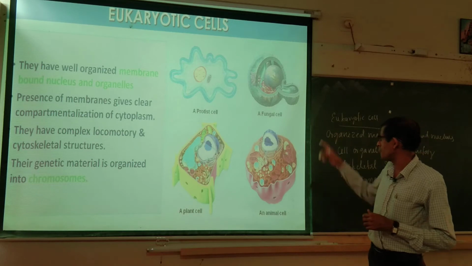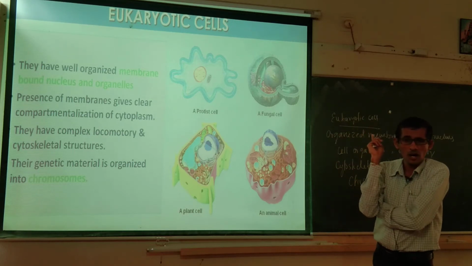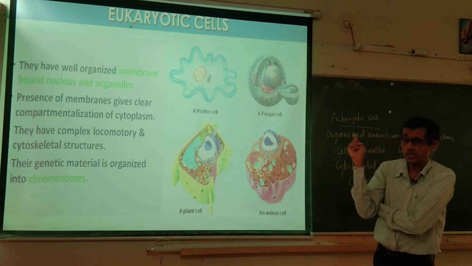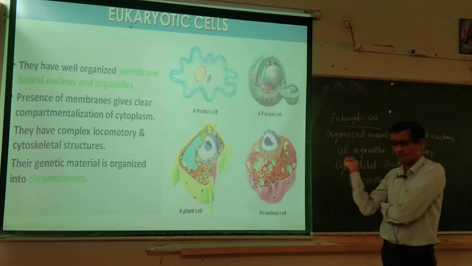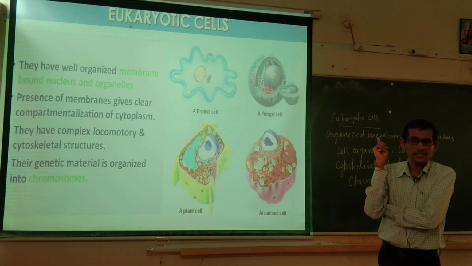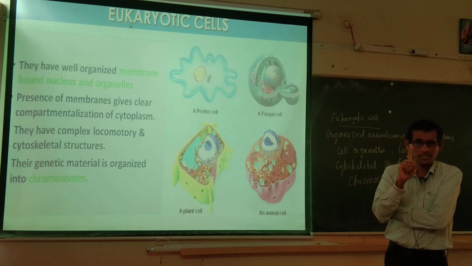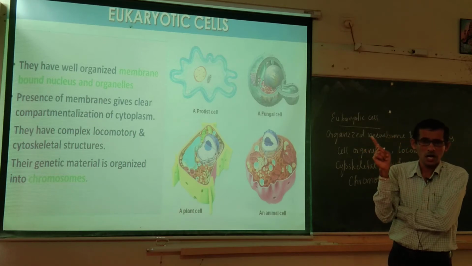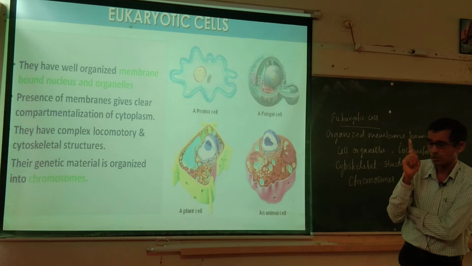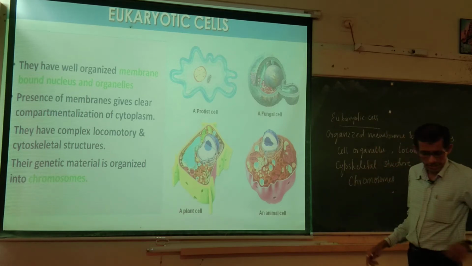And the next one is the fungal cell. Fungus, or members of kingdom Mycota, belong to eukaryotic organisms. Then, of course, multicellular organisms like plants and animals belong to the eukaryotic group, and their cells are considered eukaryotic cells.